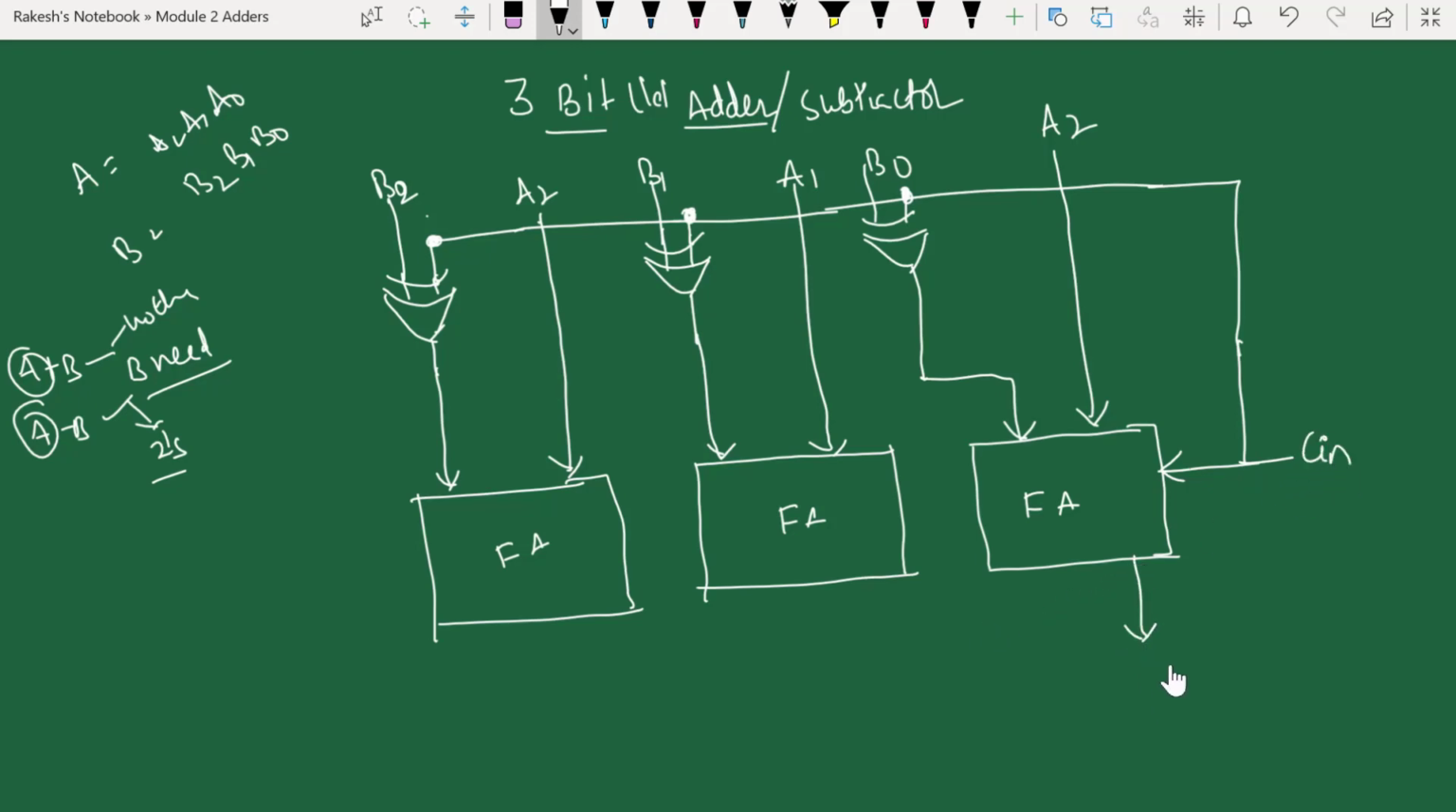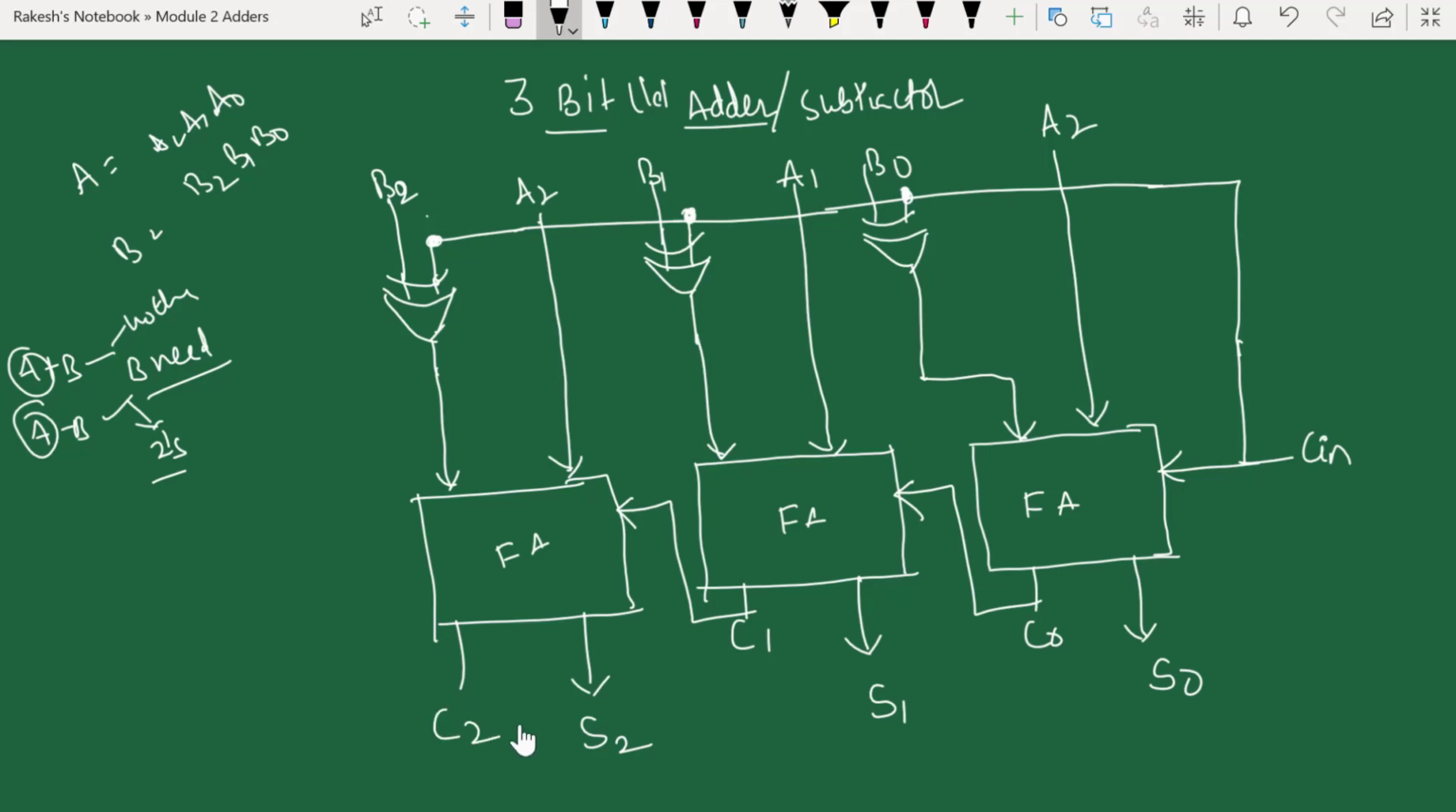This full adder is going to produce S0 and C0, and this C0 will be fed to the next full adder, which is going to produce S1 and C1. This C1 is fed to the next full adder, which is going to produce S2 and C2.